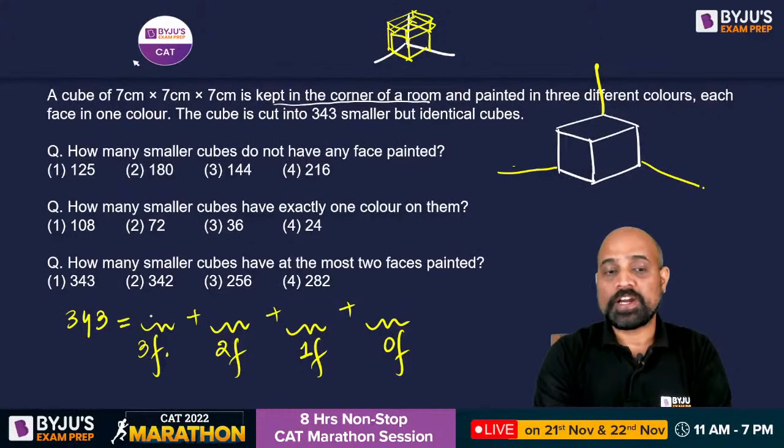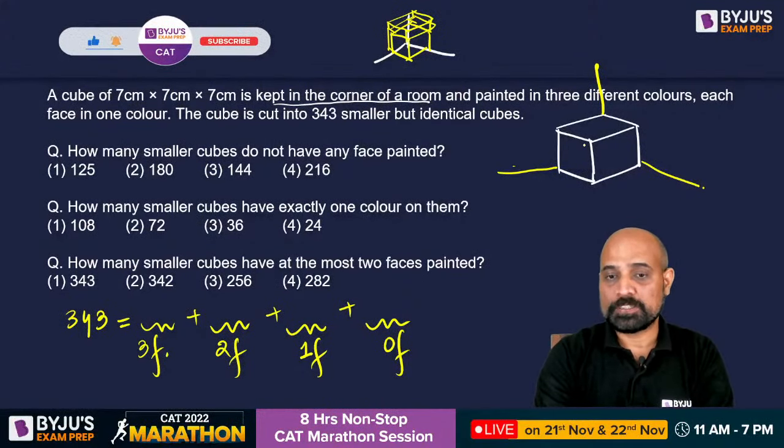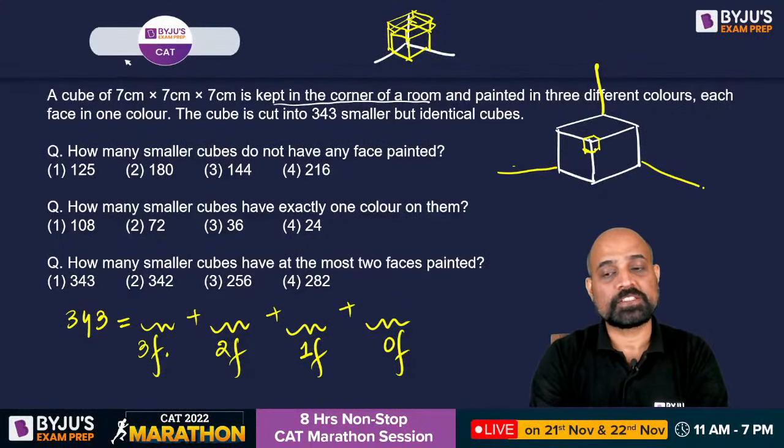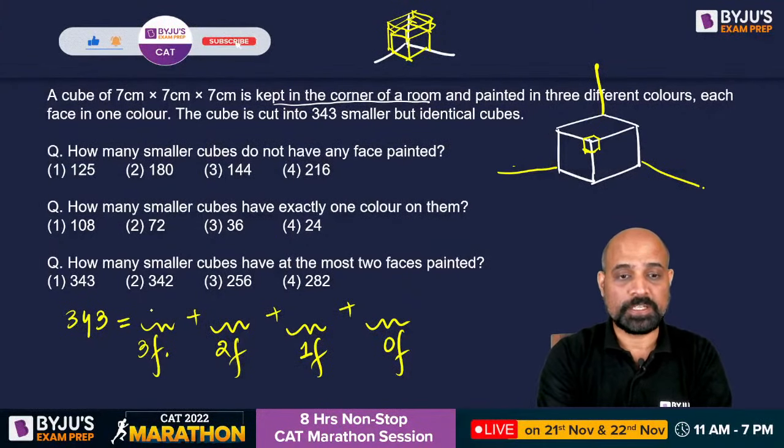Now, if we need to find out how many cubes we have with 3 faces painted, that particular cube is going to be at this particular corner. This is the only place where we will find a cube with 3 faces painted. So this is just one.